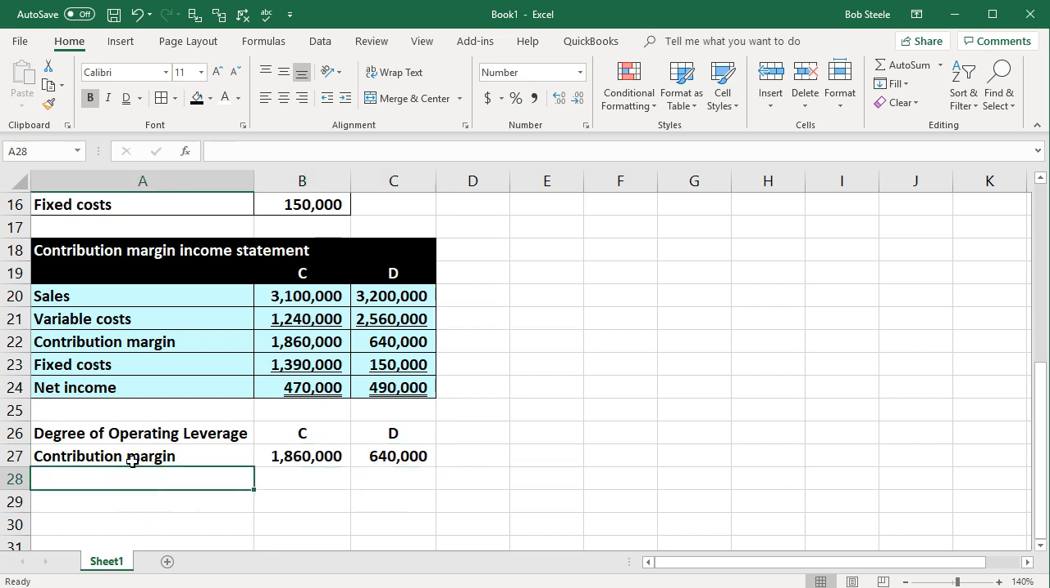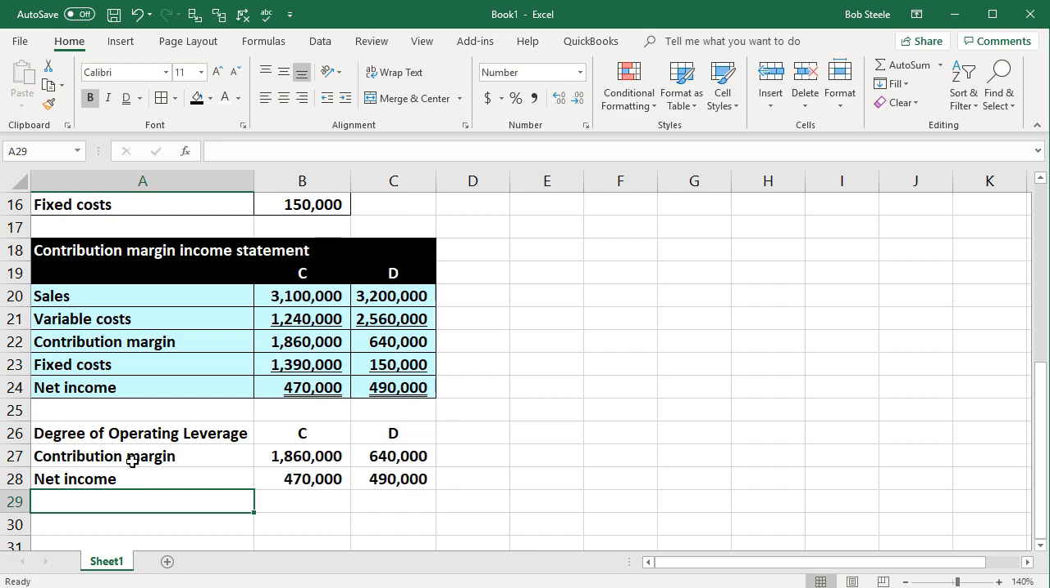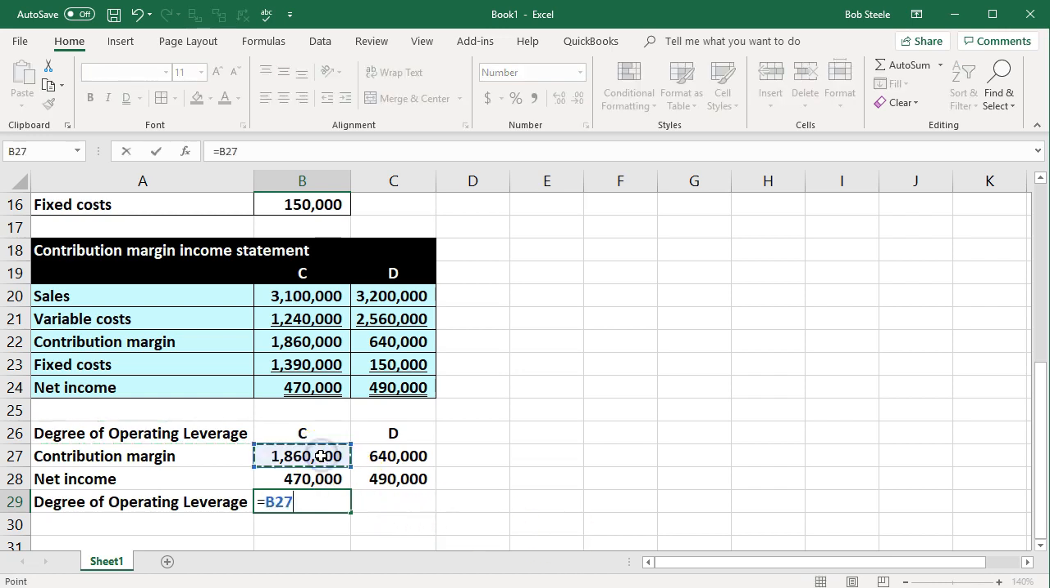And then we're looking at net income. So I'll pick that up from up top. So here's our net income, and net income. And then we're going to have what we're looking for, which is the degree of operating leverage. And we divide these items out to do that. So we're going to say this equals the contribution margin divided by the net income. And so I'd like to see some decimals for this particular number. So we're going to go up top, Home tab, Numbers. We're going to increase the decimals like so.